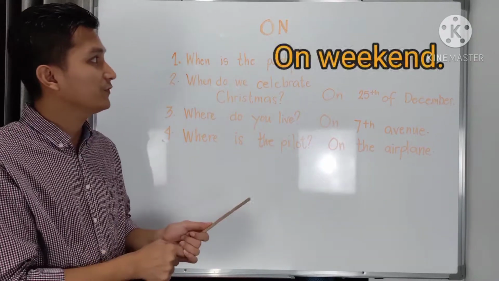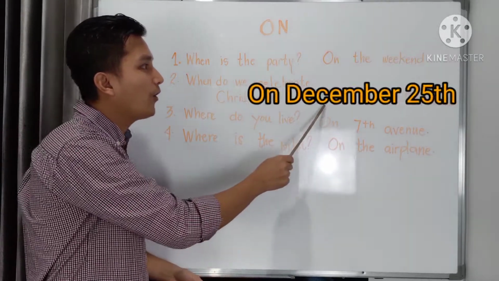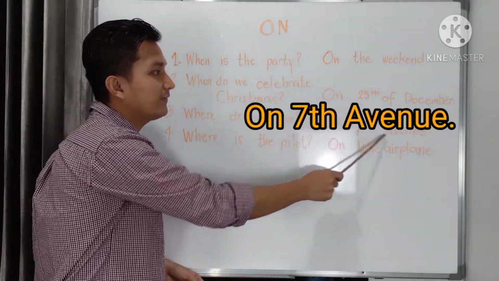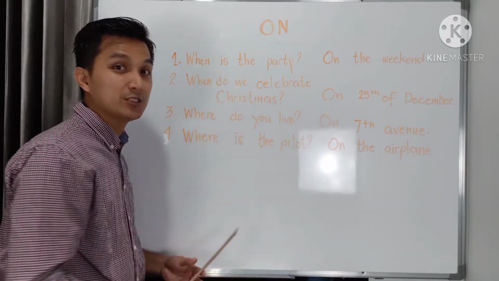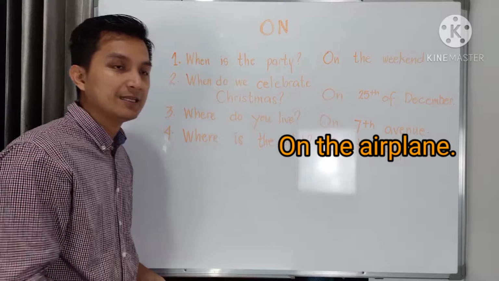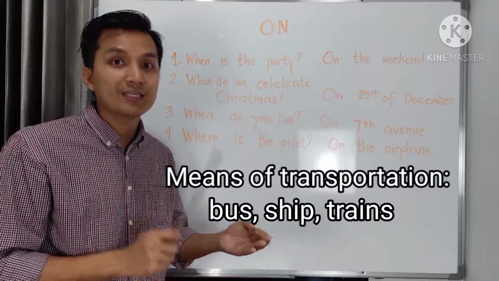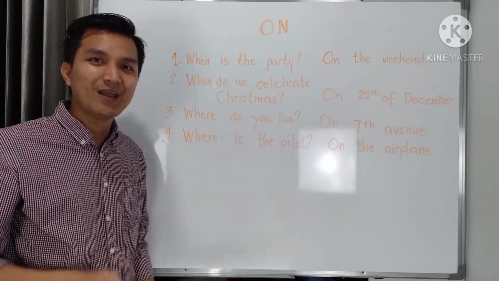Alright, so for you not to forget it, on the weekend. Weekend is a time, right? On December 25th is a certain date. On 7th Avenue. Avenues and streets, you are going to use the preposition on. On the airplane. An airplane is a means of transportation like bus, like ship, like trains, and those are the times you are going to use the preposition on. Very good. Okay, so we're done with talking about in and on.